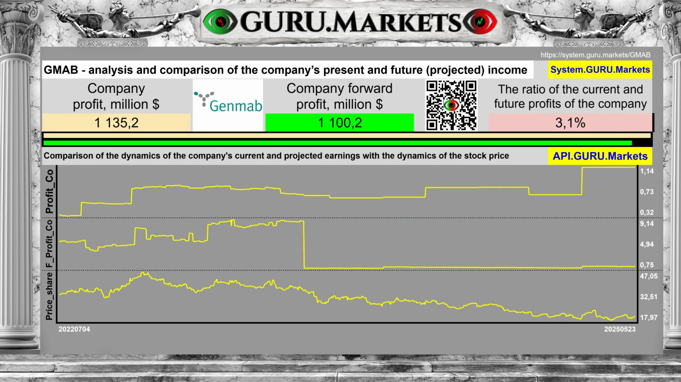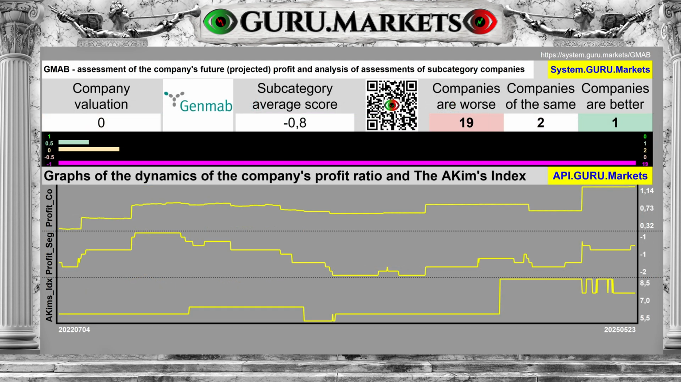Profit for the last 12 months was $1,135 million. Forward earnings for the next 12 months are provisionally estimated at $1,100 million, 3.1% less than the current level. Assessment of expected future profit indicators in comparison with companies in the subcategory: passable, 0 points.